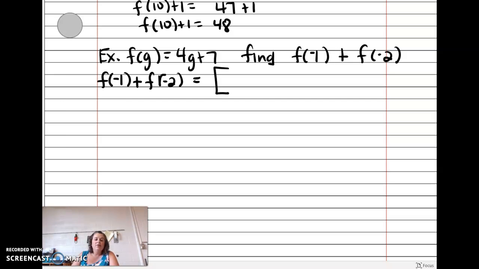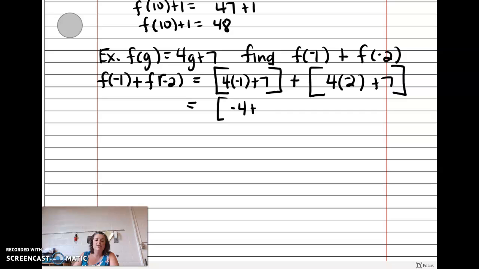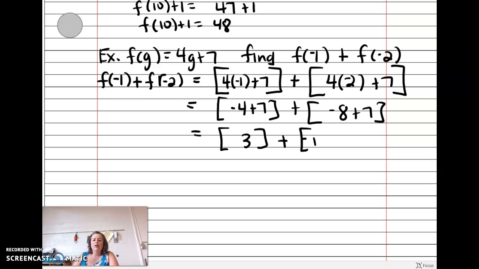All right, here's my f of negative 1 function. So I'm going to take my 4 times negative 1 plus 7. There's my first one where I've evaluated that function for -1. And then I get to add that to my second one, 4 times -2 plus 7. And then I get to do some math. So I get 4 times -1 is -4 plus 7. And then I have the -8 plus 7. So I get 3 plus -1, which gives me 2.